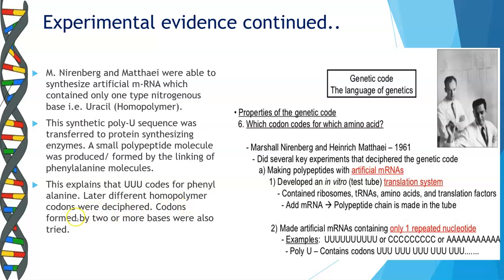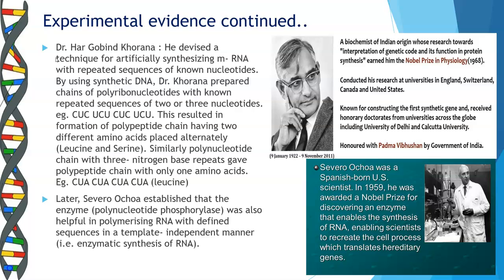Later different homopolymer codes were also found out. Codons formed by 2 or more bases were also tried. Then we have Dr. Har Gobind Khorana, who devised a technique for artificially synthesizing mRNA with repeated sequences of known nucleotides. He used synthetic DNA and he prepared chains of polyribonucleotides with known repeated sequences of 2 or 3 nucleotides. For example, CUC, UCC, and again a repeat of CUC and UCC. This resulted in the formation of a polypeptide chain having 2 different amino acids placed alternately, which were leucine and serine. Similarly, polynucleotide chains with 3 nitrogenous base repeats gave polypeptide chains with only 1 amino acid.